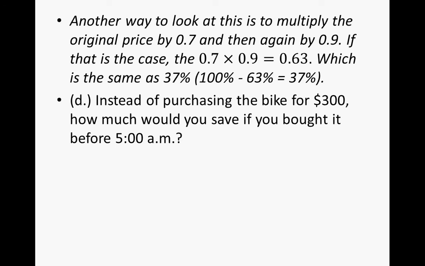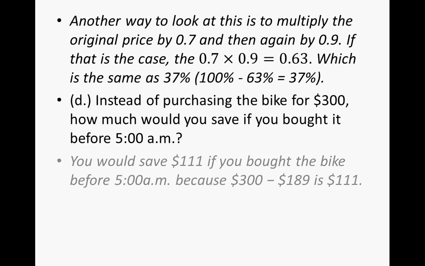So instead of purchasing the bike for $300, how much would you save if you bought it before 5 a.m.? You would save $111 if you bought the bike before 5 a.m. because $300 minus $189 is $111.